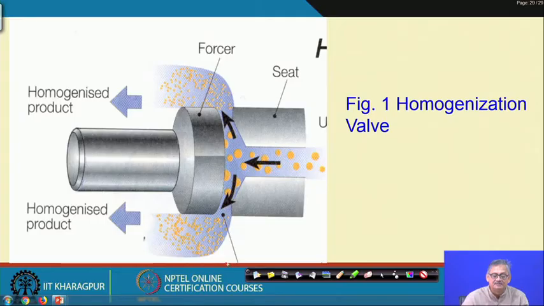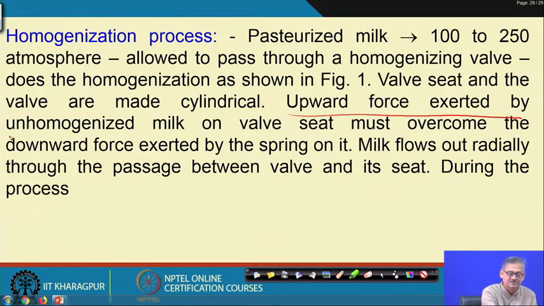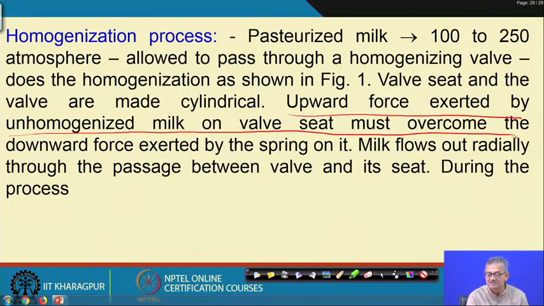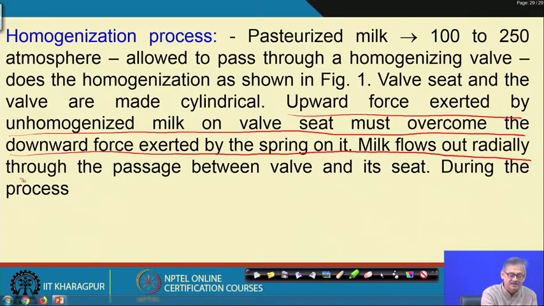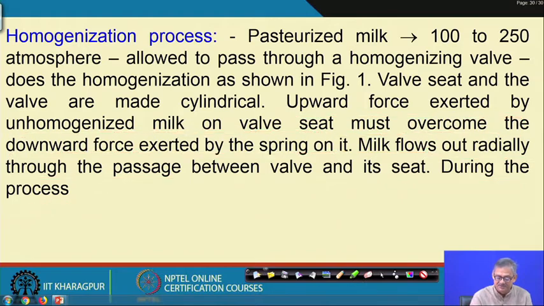So, if we go back to that, then we say that the valve seat and the valve are made of cylindrical structure. The upward force exerted by the homogenized milk on the valve seat must overcome the downward force exerted by the spring on it. Milk flows out radially through the passage between the valve and the seat. During this process, what happens? We have already shown the valve.